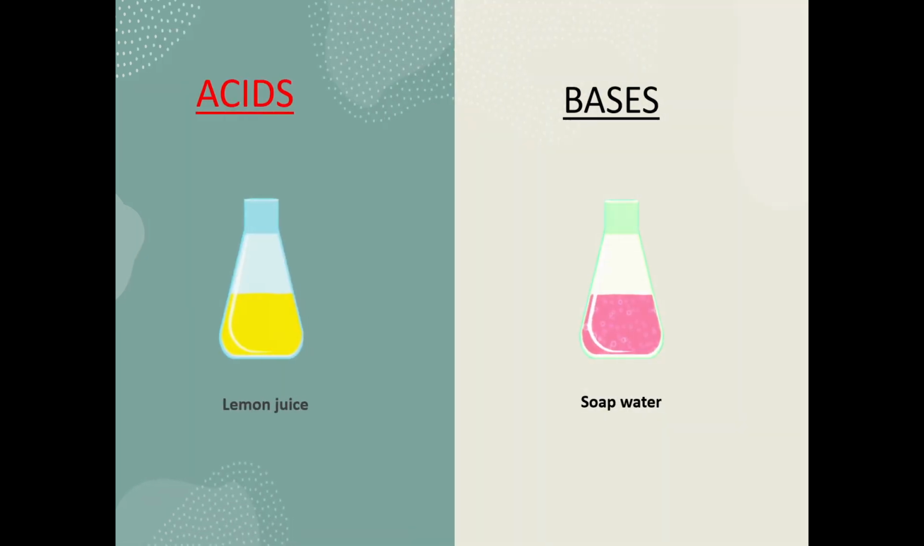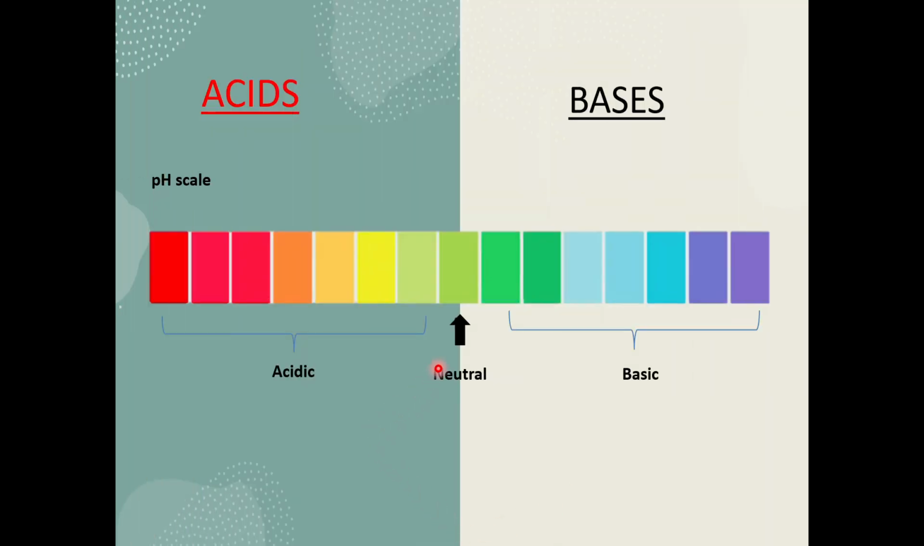Now we have the pH scale. Here this is 7, 6, 5, 4, 3, 2, 1, 0. Just like that it will go on. So all these values smaller than 7 will be acidic, and pH value 7 is neutral, and greater than 7 will be base.